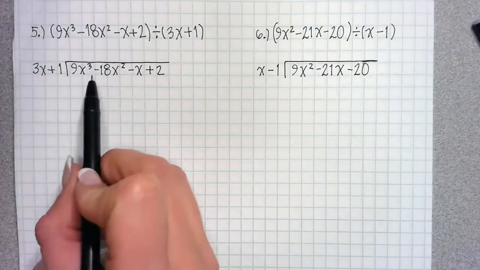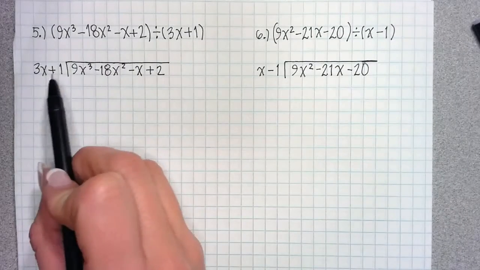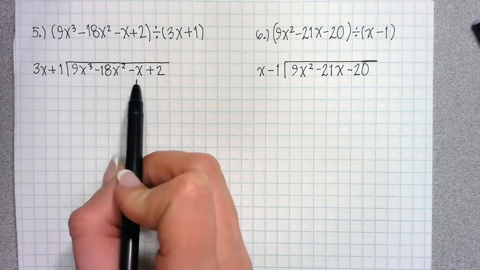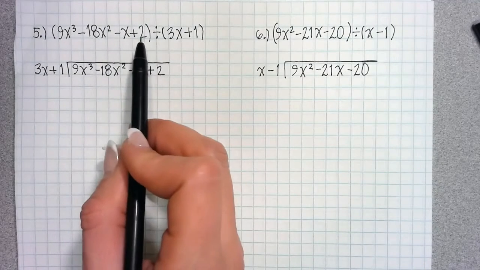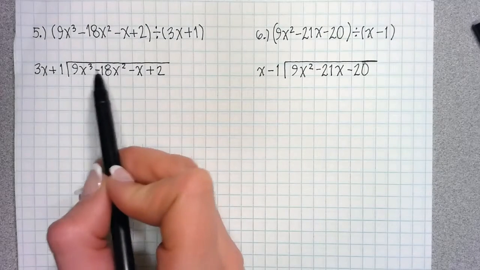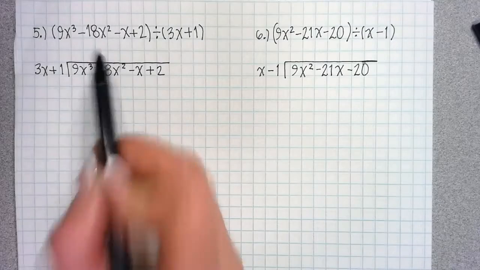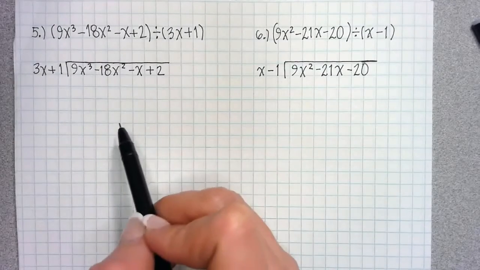For this example, I'm not going to talk us through it until I get to the end and show you a different way to check your work and to show you a different way to establish or understand the relationship between the dividend, divisor, and quotient and potential remainder.